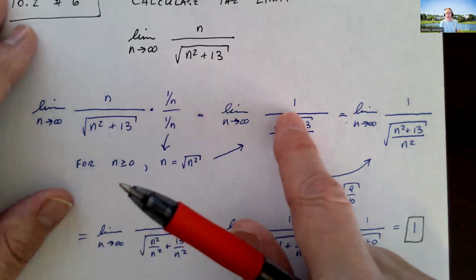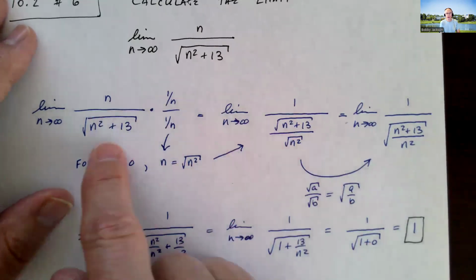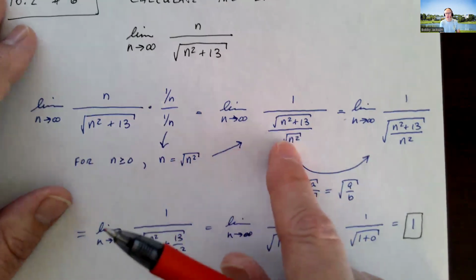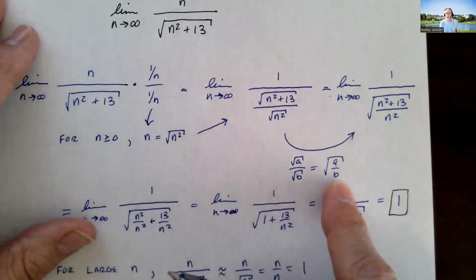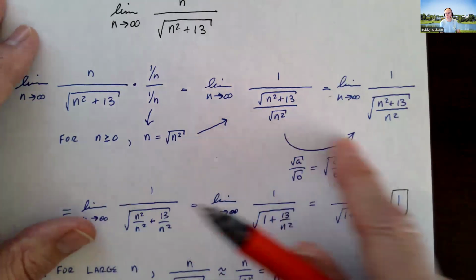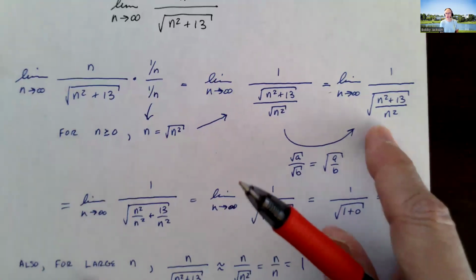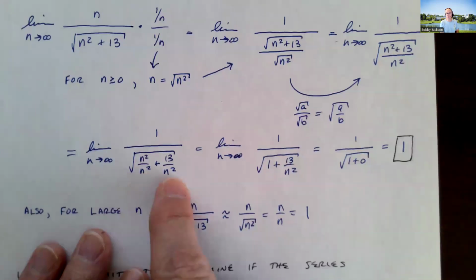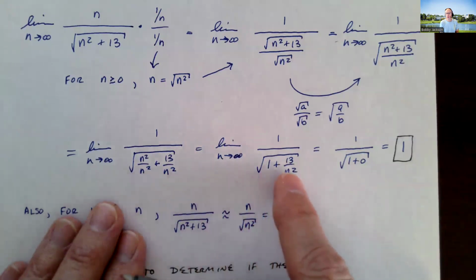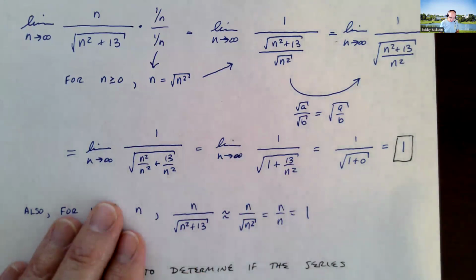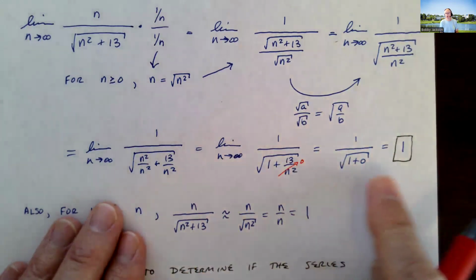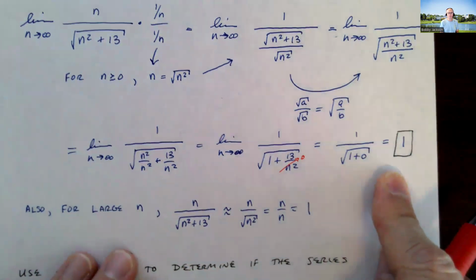n divided by n is 1. And then I'm going to divide this radical by n, and of course I'm going to write n in this form, because then using this property of exponents, or property of radicals, I can bring that under one radical and then divide both things by n squared. n squared divided by n squared is 1. And then this term 13 over n squared, as n goes to infinity, that's going to go to 0. And so our limit is 1.